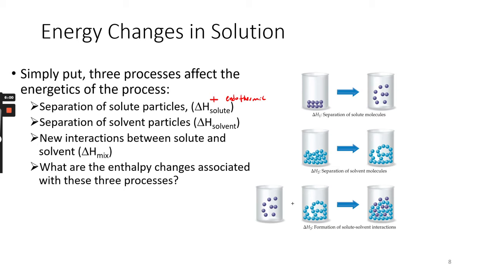The second step is we have to separate our solvent. So in this case, if it's water, we're breaking hydrogen bonding, we're breaking intermolecular forces, and that will also be positive or endothermic. Third step, we're going to take these two and mix them together and have them be attracted to each other and form attractions. When you are forming attractions or forming bonds, you release energy. So this would be negative, and it is exothermic.